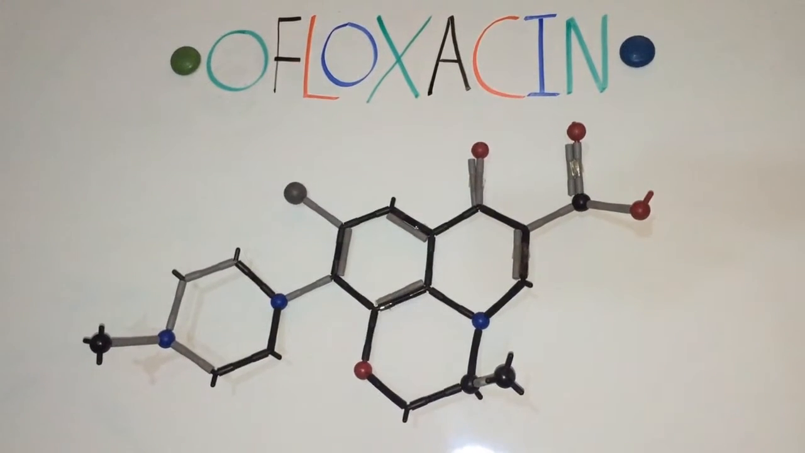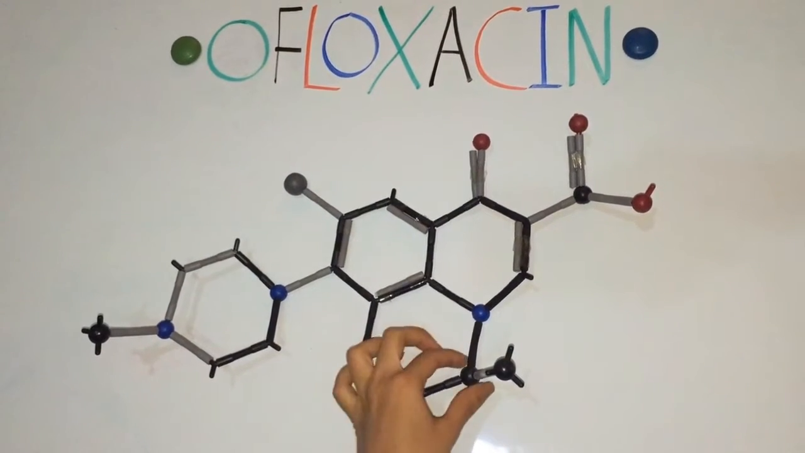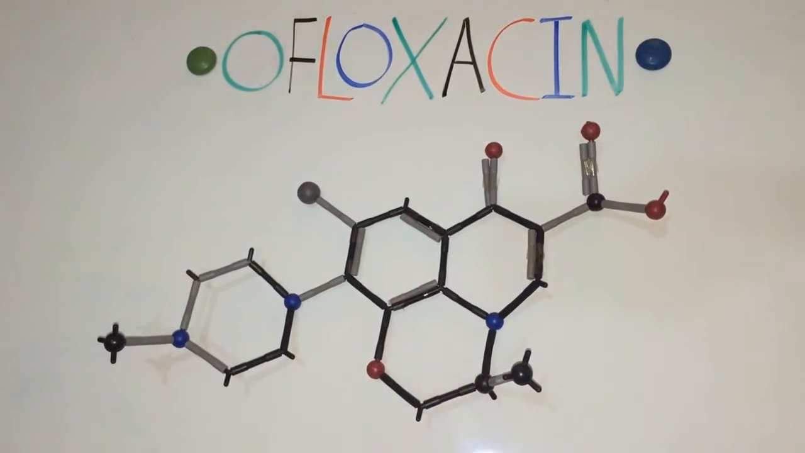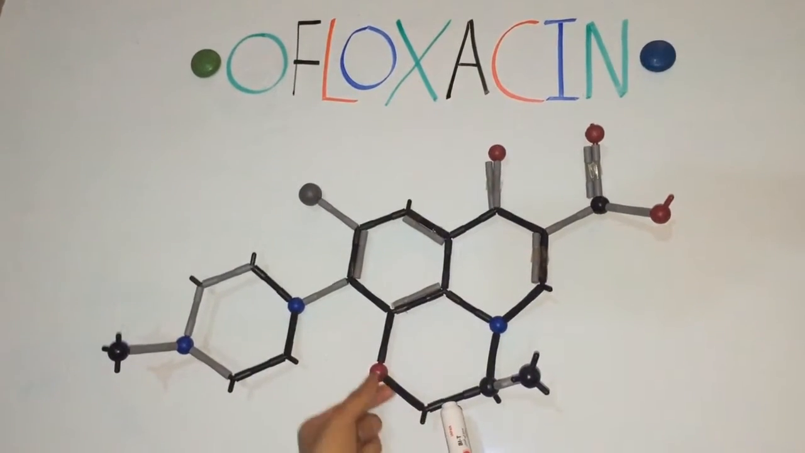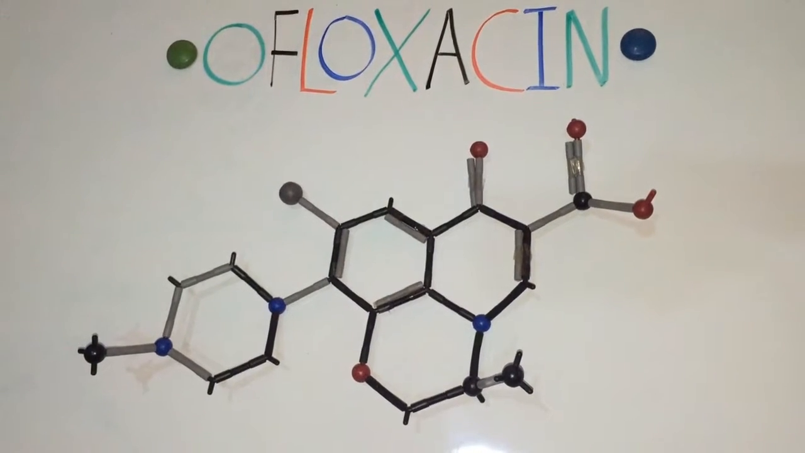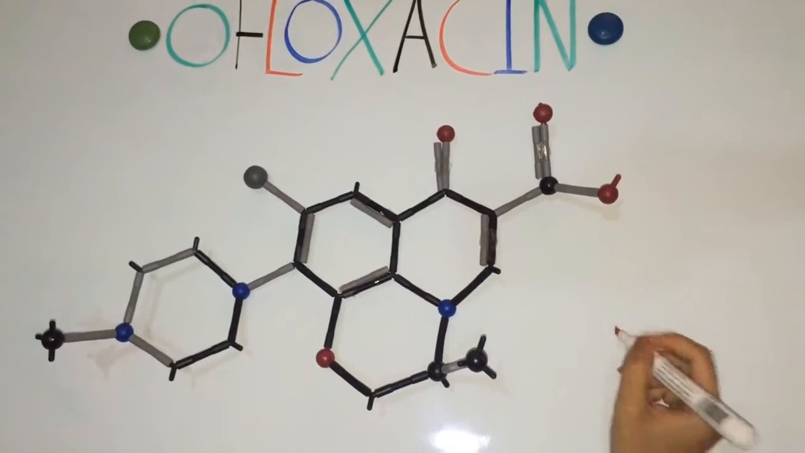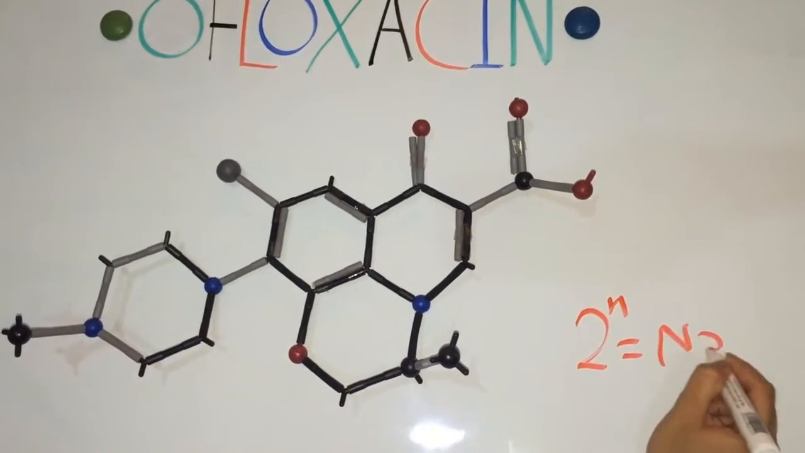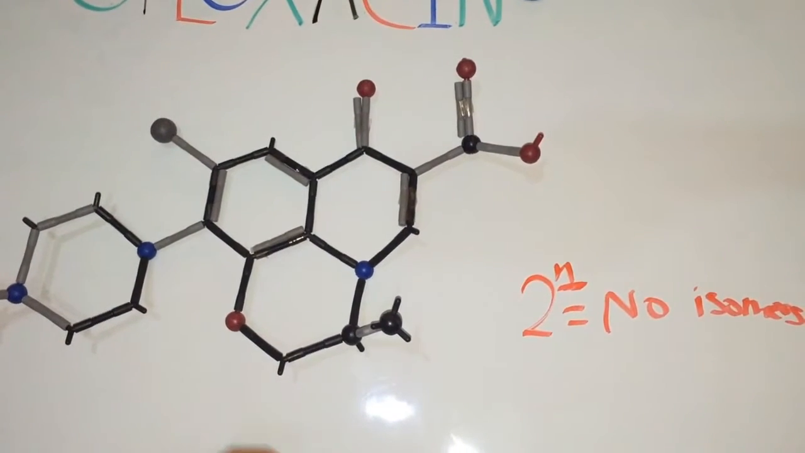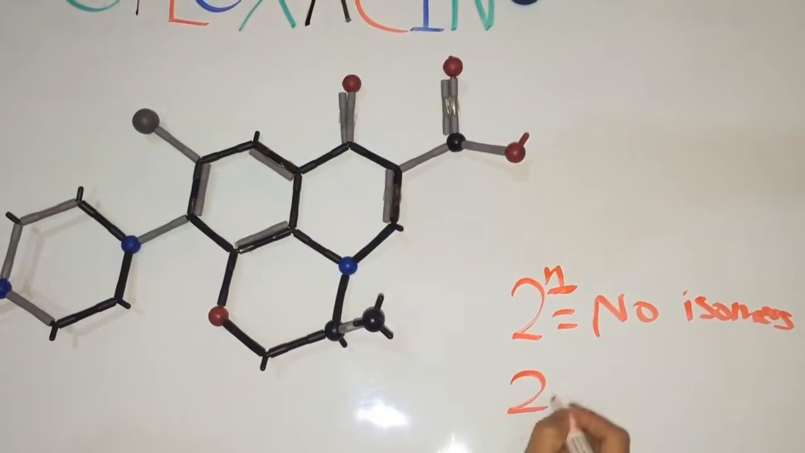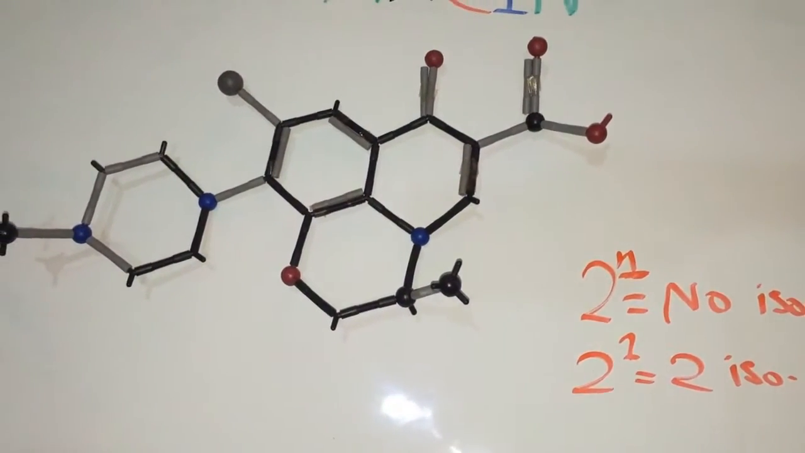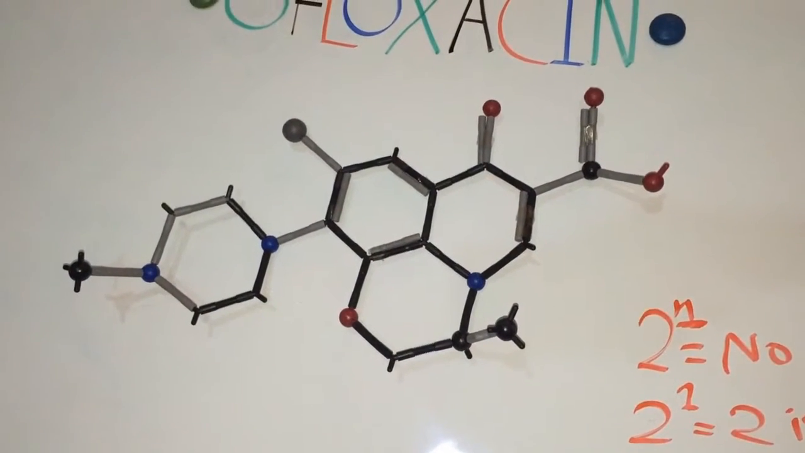Chirality of ofloxacin. Ofloxacin has only one chiral center, which is this carbon atom, because it binds to 4 different groups, which are this nitrogen atom, this carbon atom which binds to hydrogen and oxygen, and the methyl group and hydrogen. Isomers of ofloxacin. According to the law which gives us the number of isomers, 2 to the power n, where n is the number of chiral centers, and since ofloxacin has only one chiral center, it has 2 isomers. These isomers are dextrofloxacin and levofloxacin, and both are mirror images, not superimposable.